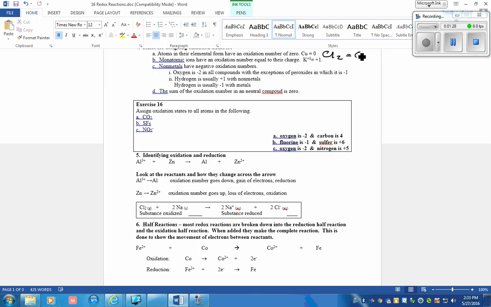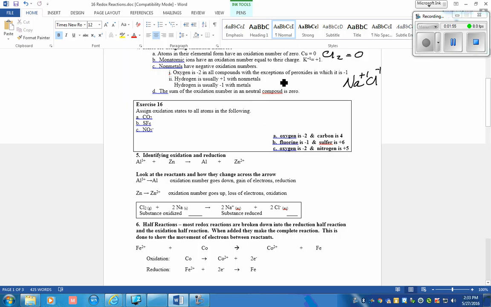A monatomic ion has an oxidation number equal to its charge. That means that any ion in an ionic compound, its oxidation number is the same as its charge. So sodium would be +1 and chlorine would be -1. Oxygen is -2 in all compounds with the exception of peroxides in which it is -1.